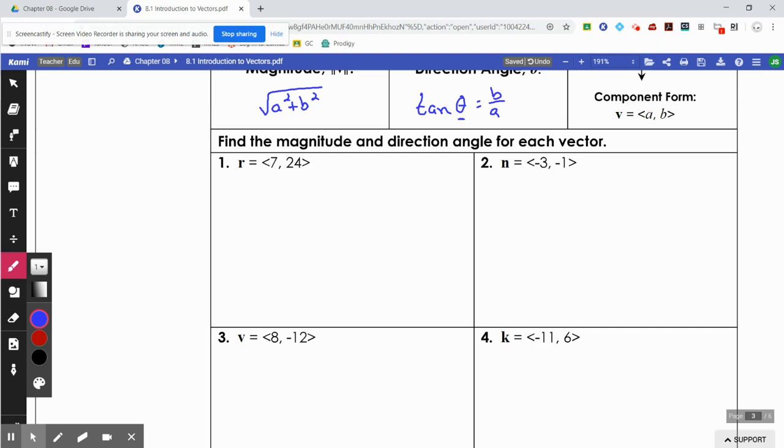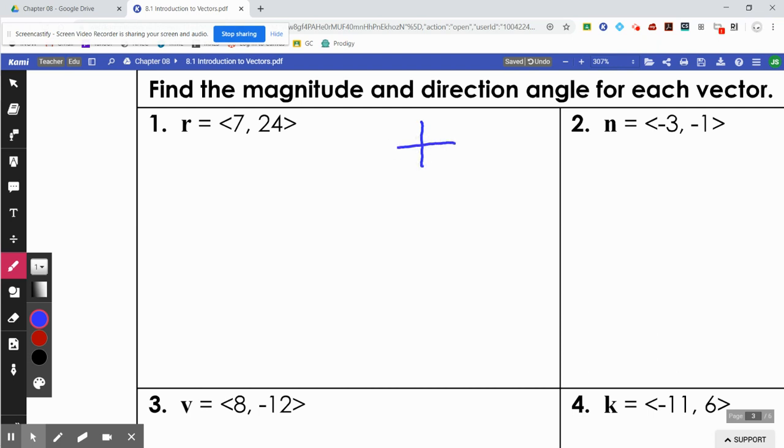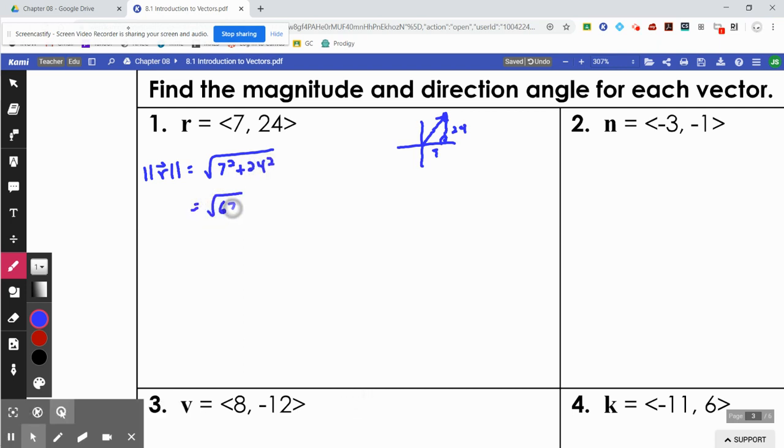Let's find the magnitude and the direction of each of these vectors. Number one, vector r, and you can sketch a graph if you'd like. It's <7, 24>, so go right 7 and up 24. It's going to be located somewhere up here. It doesn't have to be exact, just a decent sketch. Sketch a little right triangle: this is 7 and this is 24. The magnitude of vector r is the square root of 7 squared plus 24 squared, which is the square root of 625, which is 25. So there's your magnitude.